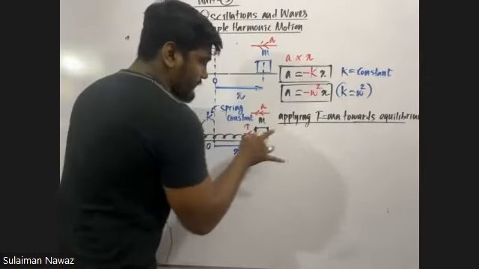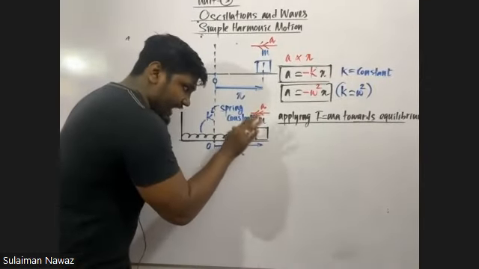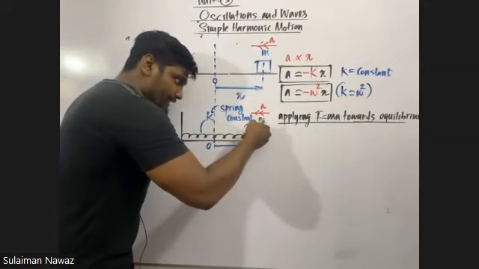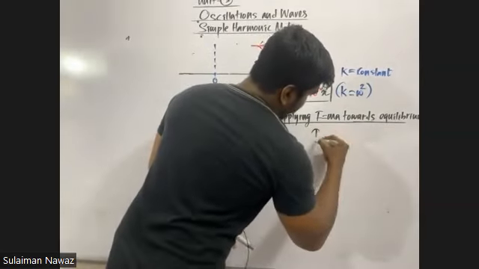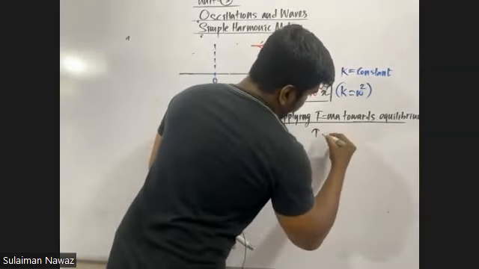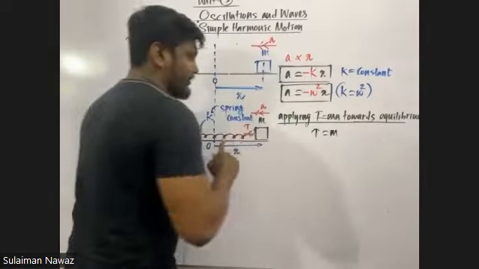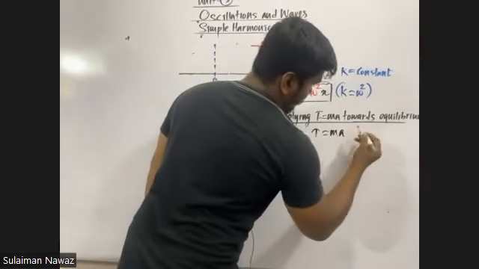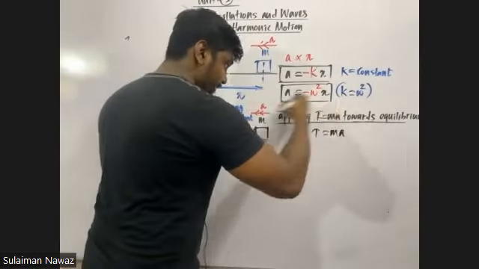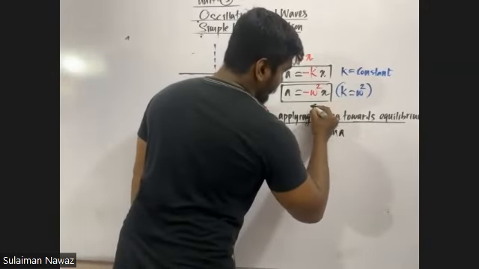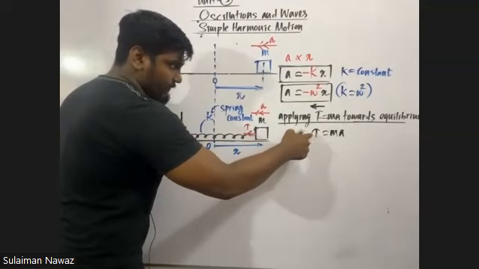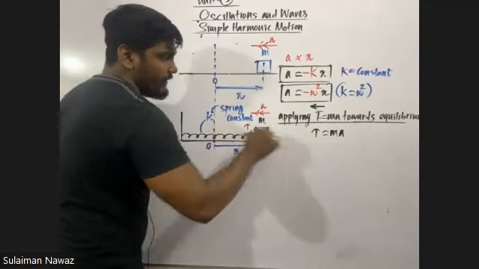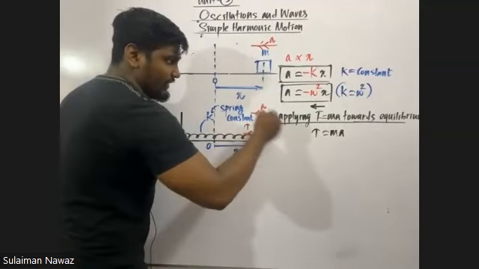Then what is my force? In the horizontal direction, there is only one force: the tension force, in the left side direction, capital T. So capital T equals mass simple m times acceleration simple a in that direction. I applied F equals ma towards the equilibrium point, the left side direction. The tension force is also in the left side direction, and the acceleration is also in the left side direction.